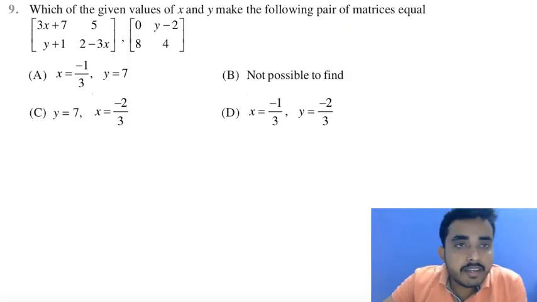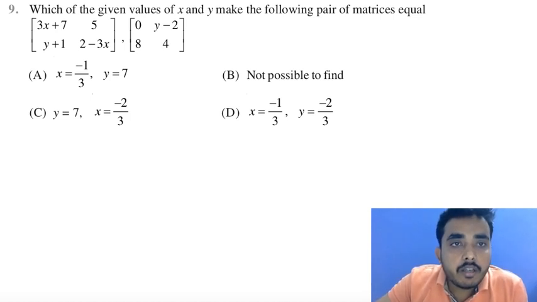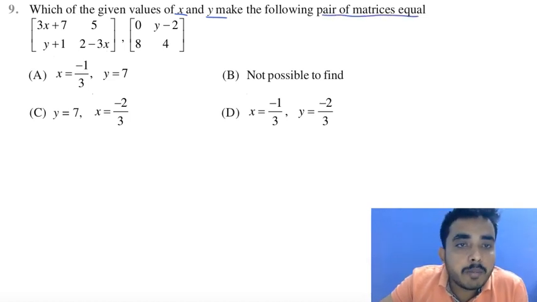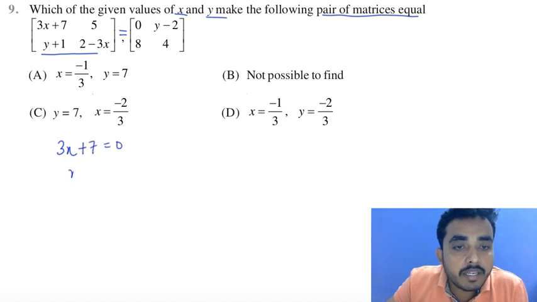So students, here is question number 9 in which we need to find the values of x and y which make the following pair of matrices equal. Now these two matrices are equal, if I put an equality sign here. So we need to find the values of x and y. As we know, if the two matrices are equal, then their corresponding values should also be equal. So 3x plus 7 should equal 0. From here x equals minus 7 by 3.